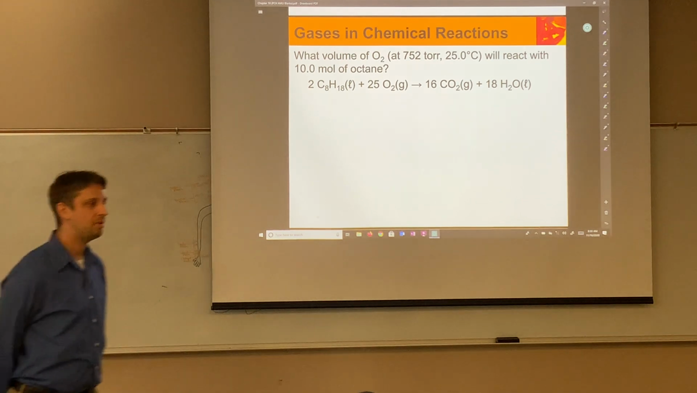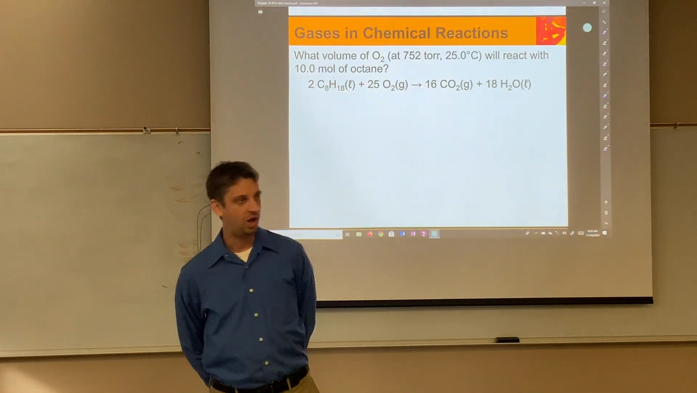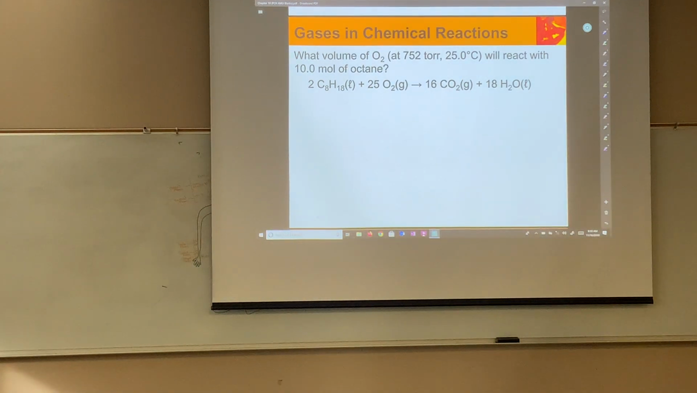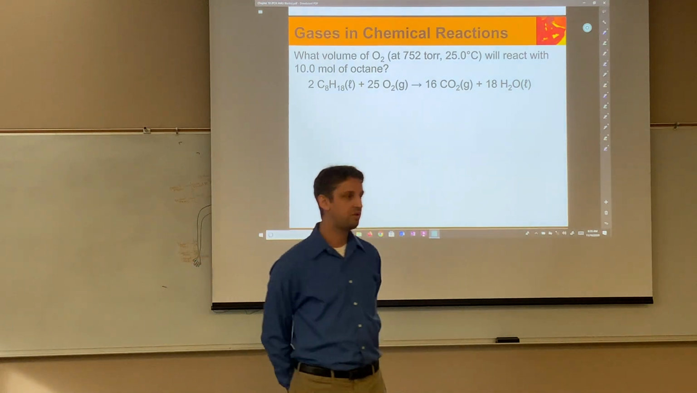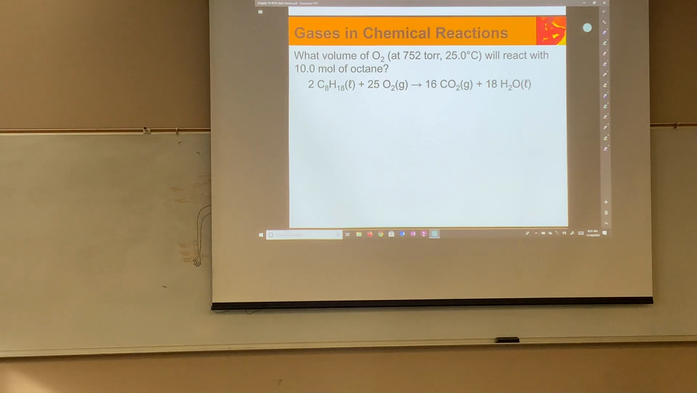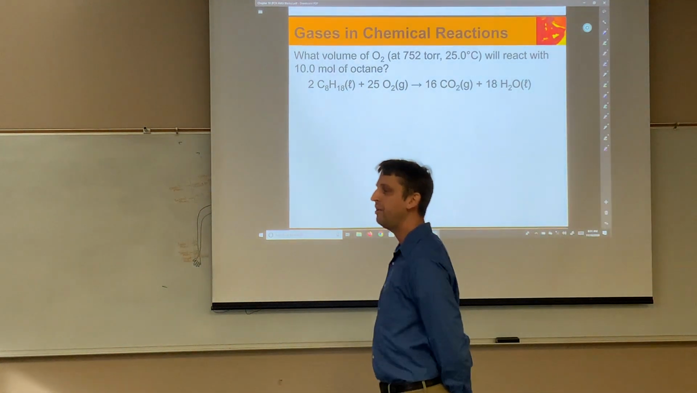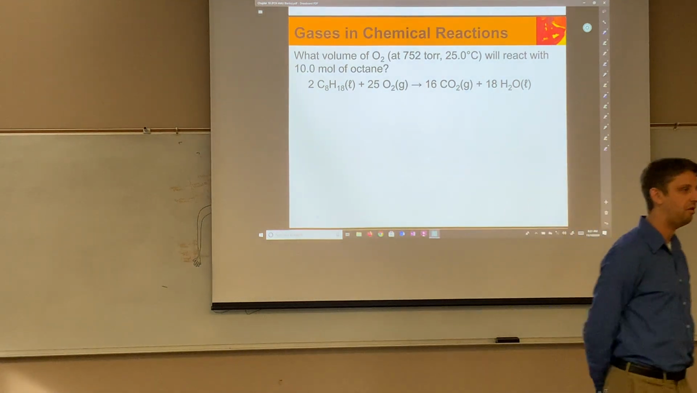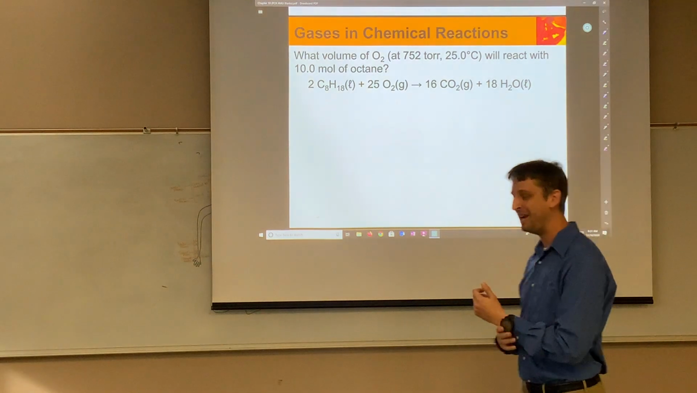So, what is this problem asking us to do, right? It says we want to do this reaction, and we need to figure out the volume of oxygen. But we're given moles of octane. Well, can we directly convert moles of octane into volume of oxygen? No, right? But as a big surprise, we probably have to do a mole-to-mole conversion. If we have moles of octane, can we convert that into moles of oxygen? What information do we need to convert moles of one substance into moles of another? Our stoichiometry, right? Do we have a balanced equation? Sure hope so. I'm assuming I didn't make any mistakes with that, but hey, right?